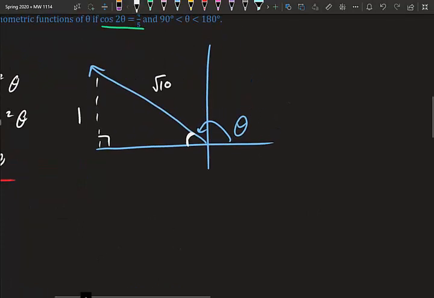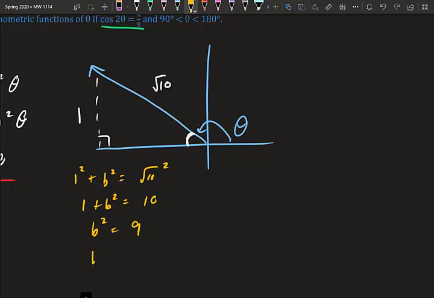So to find the leg, we use the Pythagorean Theorem. So we have 1 squared plus b squared equals square root of 10 squared. So we have 1 plus b squared equals 10. B squared equals 9. We square root it to get 3. The reason why it's negative 3 is because it's in quadrant 2.